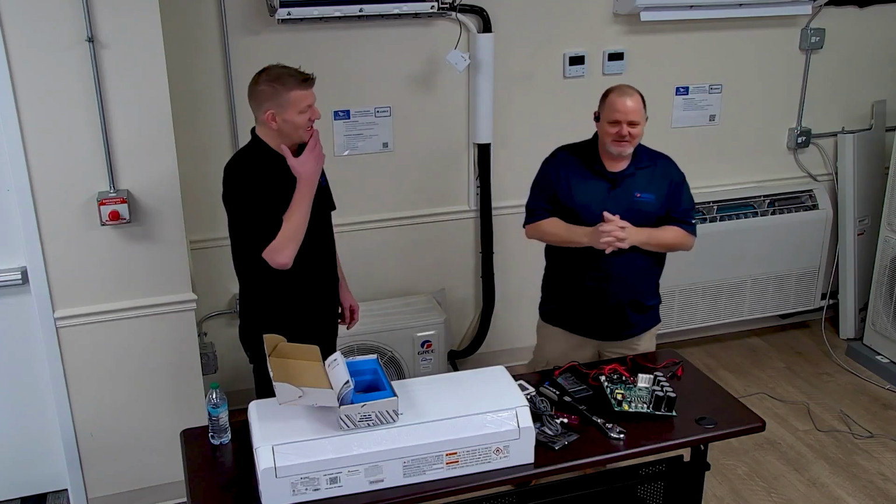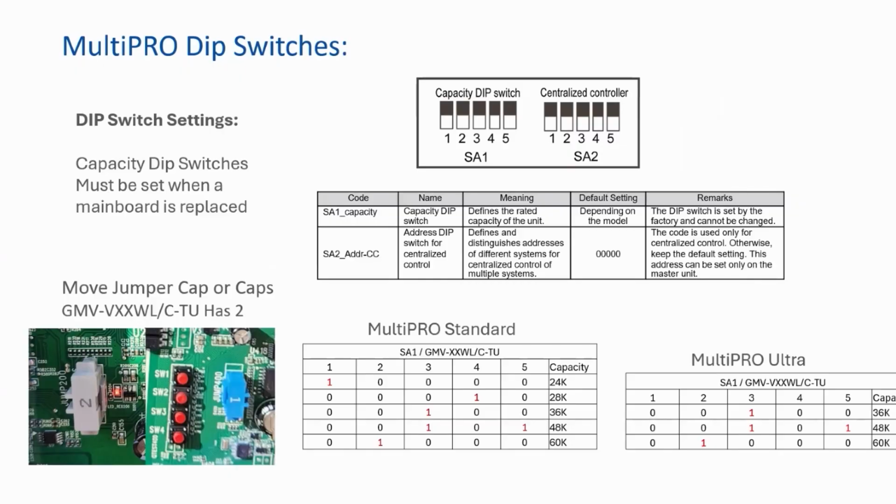Any MultiPRO unit, yes. When you replace a board on any MultiPRO system, you have to make sure the capacity dip switches are set. These capacity dip switches are what defines the rated capacity of the outdoor unit. So when you change the board, the way the service manual reads is these are not adjustable. Well, I'm here to tell you they are adjustable. And these are what the settings are for MultiPRO Standard. These are the ones for Ultra.